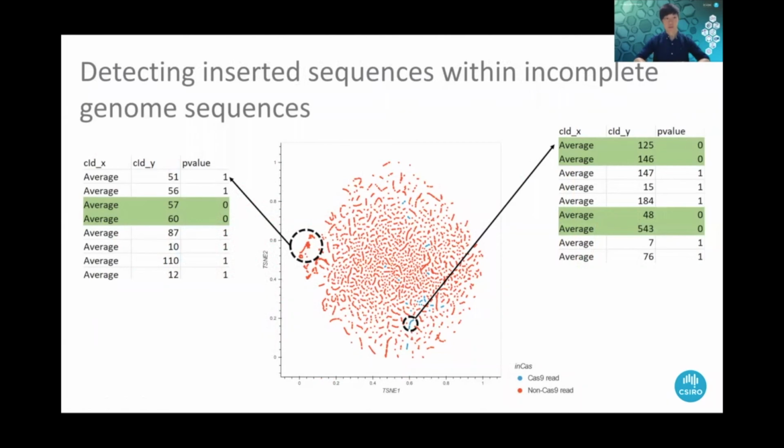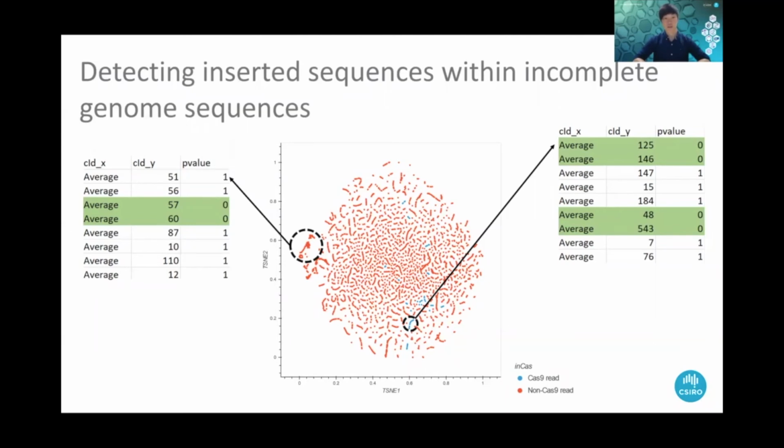So coming back to our plot, to determine which reads map to the Cas9 sequence and which reads map to the rest of the theoretical sequence, we first used a clustering algorithm to identify groups of closely related sequences. Then, for each group of sequences, we calculated their average genomic signature. We also calculated the average genomic signature of all the reads. And finally, we compared the average genomic signature for each group against the average genomic signature of all reads using a statistical test.